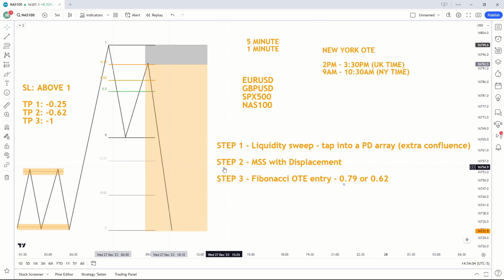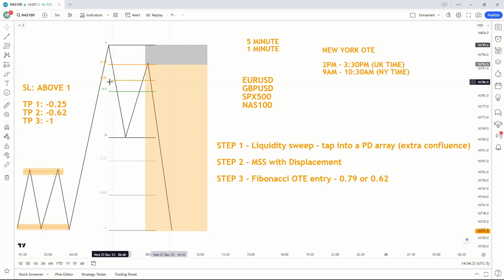So step 2, market structure shift with displacement on the 1 minute. This is on the 1-minute time frame. Market structure shift is simply a reversal pattern which indicates a change in trend. And we look for displacement, as we look for a lot of volume with our market structure shift to confirm that market really wants to move in our bias. So step 3, Fibonacci optimal trade entry. I put entry twice. However, we want to look for an entry either at the 0.79 mark or the 0.62.